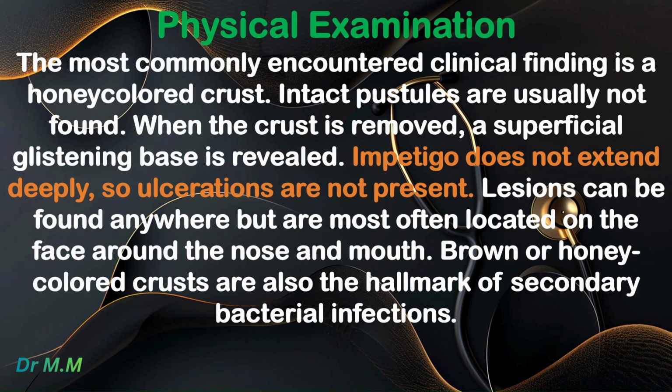Physical examination. The most commonly encountered clinical finding is a honey-colored crust. Intact pustules are usually not found. When the crust is removed, a superficial glistening base is revealed. Impetigo does not extend deeply, so ulcerations are not present. Lesions can be found anywhere but are most often located on the face around the nose and mouth. Brown or honey-colored crusts are also the hallmark of secondary bacterial infections.